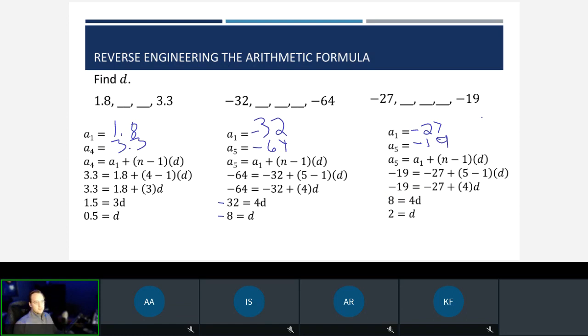Okay, any questions on this page before we go on? Pretty straightforward. So, finding the common difference, at first glance it looked hard, but once we do a couple, pretty easy.